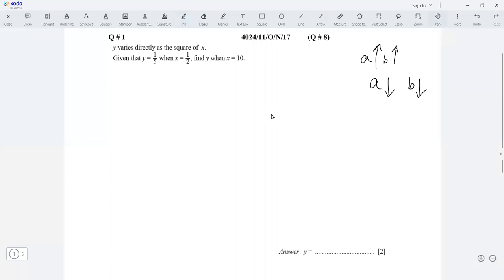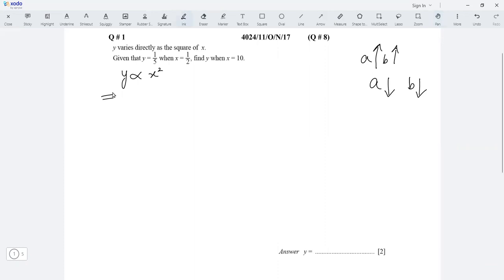So how to solve the questions that usually come in your past papers? This is the very first question. They're saying that y varies directly as the square of x. So we have to apply the proportionality sign, because it's directly proportional. We write down the rest as it is after this proportionality sign. Square of x means x raised to the power of 2. Remember this.